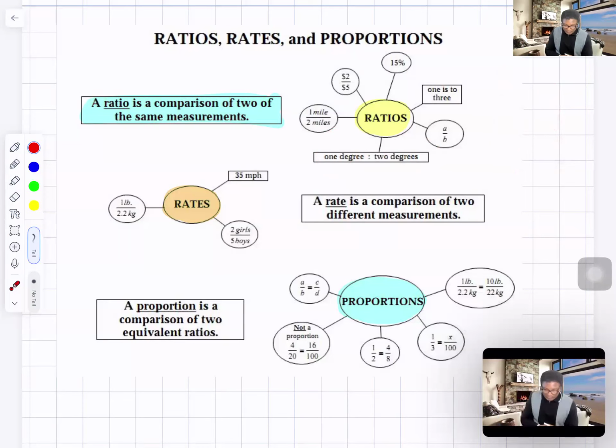In English, they have a different name for those 2 dots. Rate. Look at the definition for rate. A rate is a comparison of 2 different measurements.